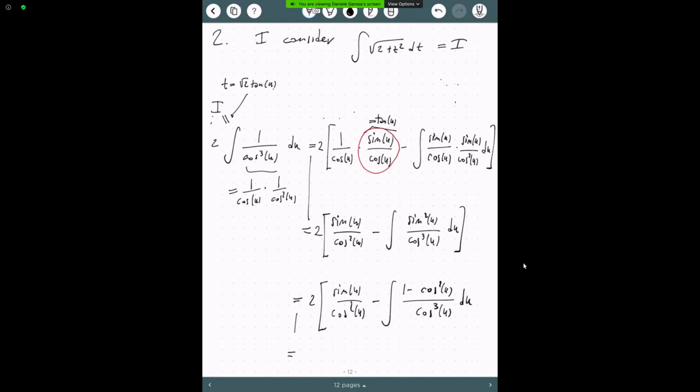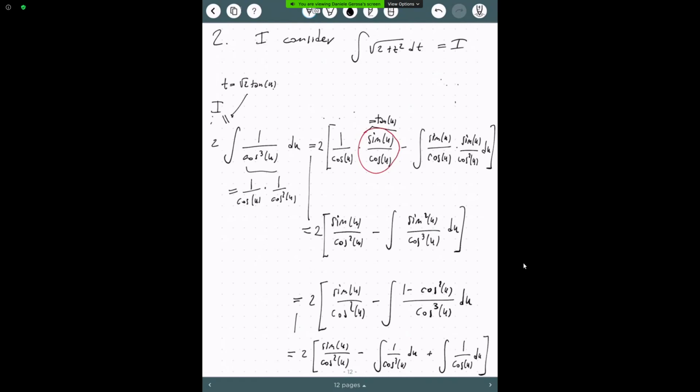We get again 2 times sin of u divided by cos squared of u, and then we have minus integral of 1, another empty step, but I prefer to do all the steps for once. And then we have 1 divided by cosine of u du.